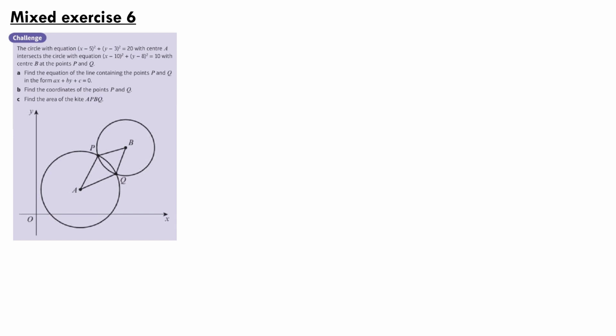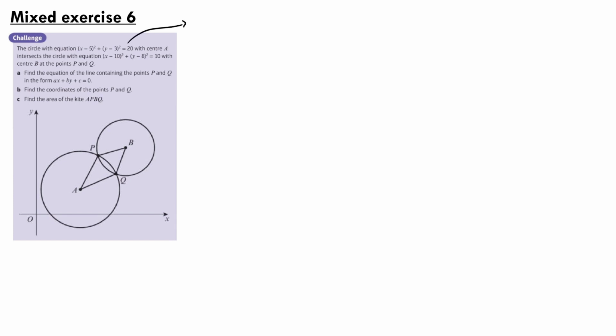So unfortunately here there's no way to get x or y by itself, so we can't substitute one equation into the other. We're going to have to look for another trick. Here we notice that we only need the equation of the line containing the points, and then we're asked to find the coordinates of P and Q. So there might be a way to eliminate the x² and y² terms to leave just an equation in x and y. To do that, we first expand brackets.